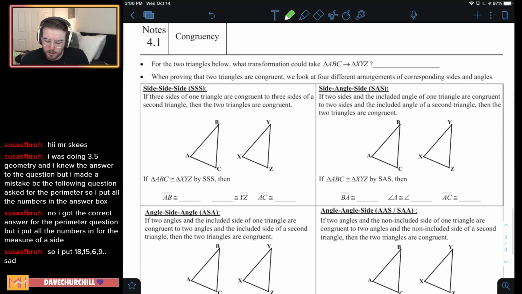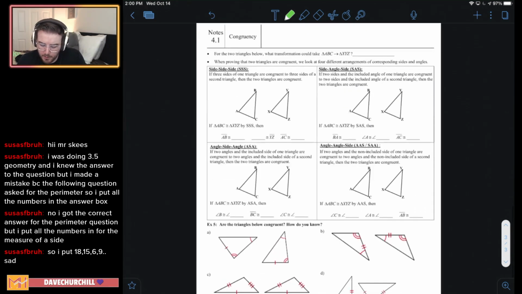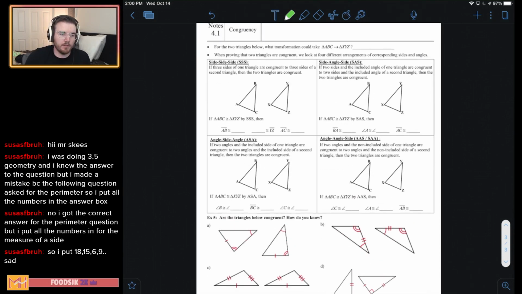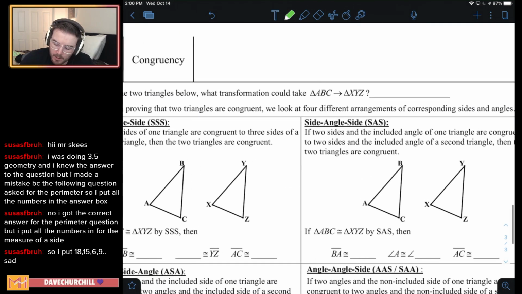So, let's look at these 4 drawings, or 4 examples, to basically end it all here. When do we know that two triangles are congruent? Like, how much information has to be true? What am I getting at here?